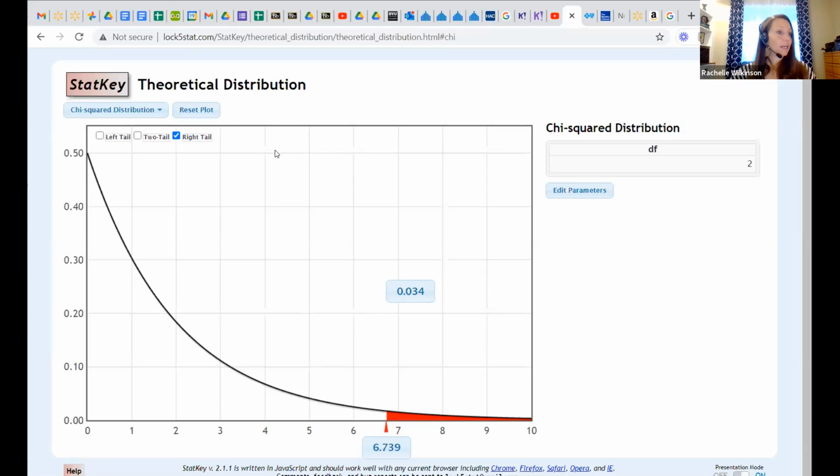All right, and I know that you might forget all this StatKey stuff. So on your notes page, I put some detailed instructions on how to do the chi-square inside of StatKey. So when you get stuck on your homework, you can read through that and remember how to do it.